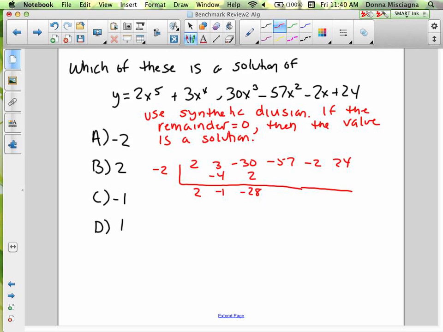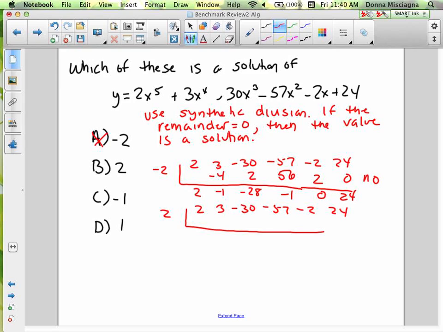Negative 28 times negative 2 is 56. Add, we get negative 1. Negative 1 times negative 2 is 2. Add, we get 0. And 0 times anything is 0. So 24. So this one is no. Right? So that one's not it. Let's try the next one, 2: 2, 3, negative 30, negative 57, negative 2, 24.